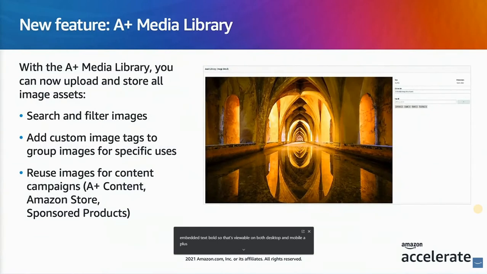A+ Media Library is one of our newest features. Using the A+ Media Library, you can now upload image assets once in order to search and filter images for reuse, add custom image tags to group images for specific uses, and reuse images for content campaigns such as A+ content, your Amazon store, and sponsored products.